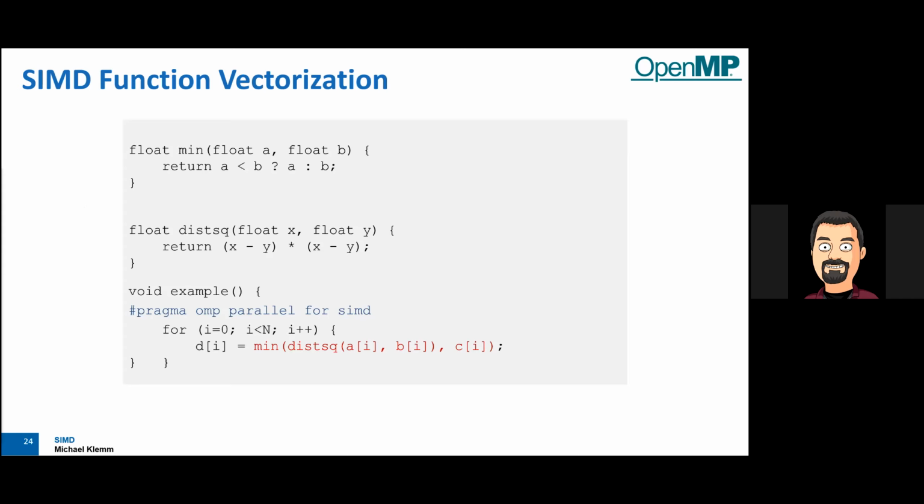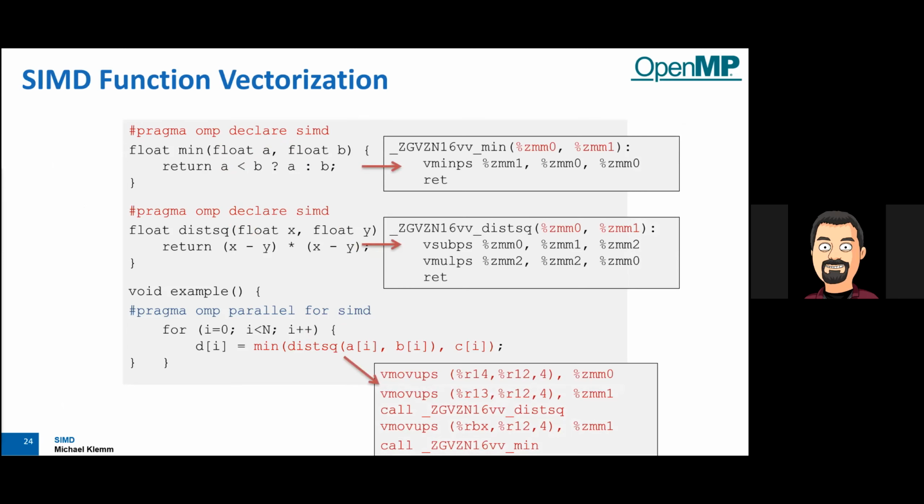All right, so down here, we have the minimum and disksq functions. To make them callable from that SIMD loop context, we declare them to be SIMD functions, right? And what happens is that the compiler, and this is actual x86 assembly code now, will turn the float A and float B into vector registers indicated by ZMM0 and ZMM1. That's the syntax for vector registers on x86. And then the function body becomes a vector instruction to do the minimum computation.